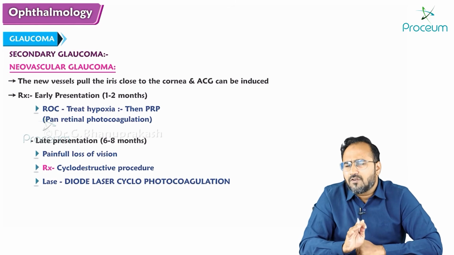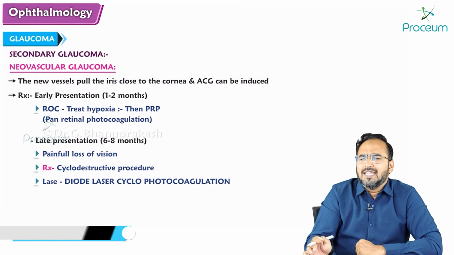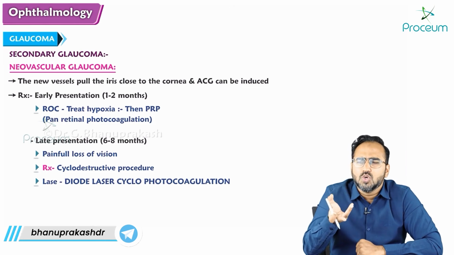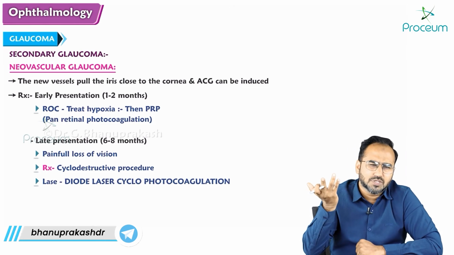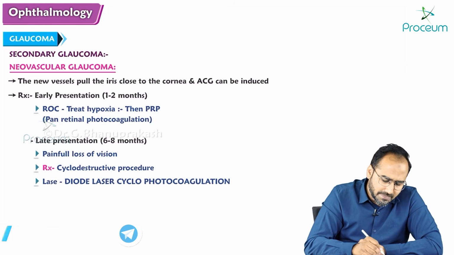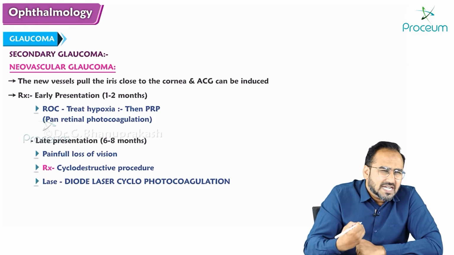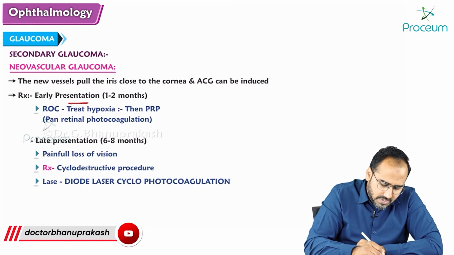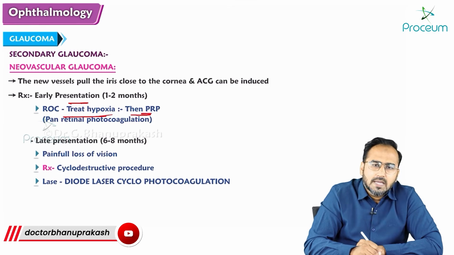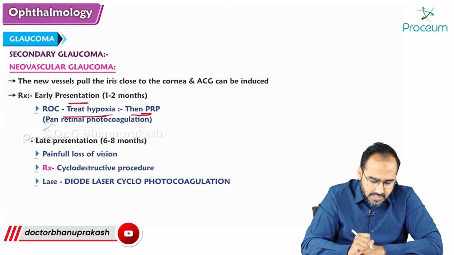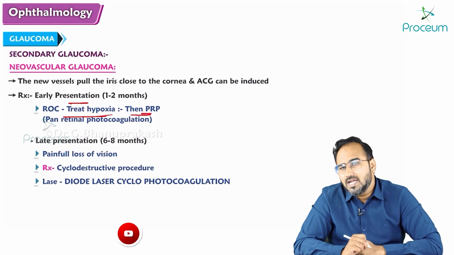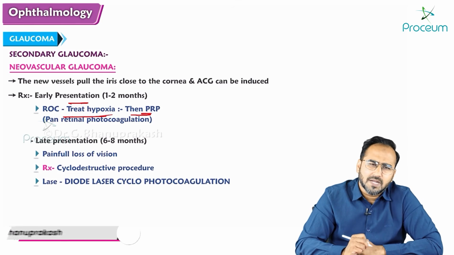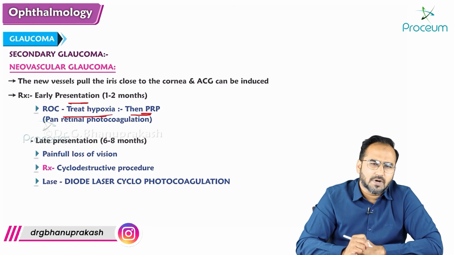Sir, whenever new blood vessels are formed in the eye, I will take a laser, I will photocoagulate all the new blood vessels so that there is no sticking of the iris to the lens. Okay. If the patient is presenting in the early stages, first try to treat the hypoxia. Then you have to go for photocoagulation, pan-retinal photocoagulation. If the patient is presenting very late, after developing neovascularization, he comes to you. Before developing neovascularization, you just treat hypoxia.